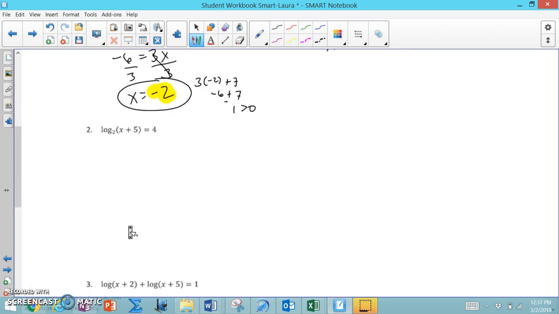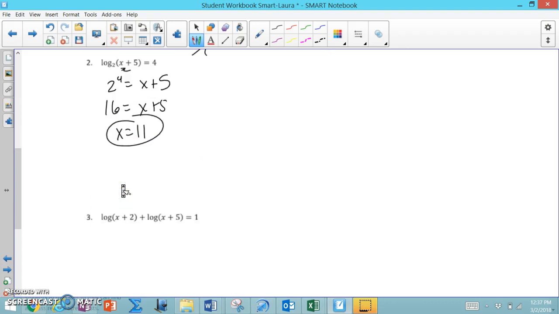I would pause this now and take a few minutes to try number 2 and then check your answer. When I did it, I wrote it in exponential form. 2 to the 4th equals x plus 5. 2 to the 4th equals 16. Subtract 5, I get x equals 11. And again, I don't always show my work like I did up here, but if I put 11 in, I get a positive number, so that's okay.